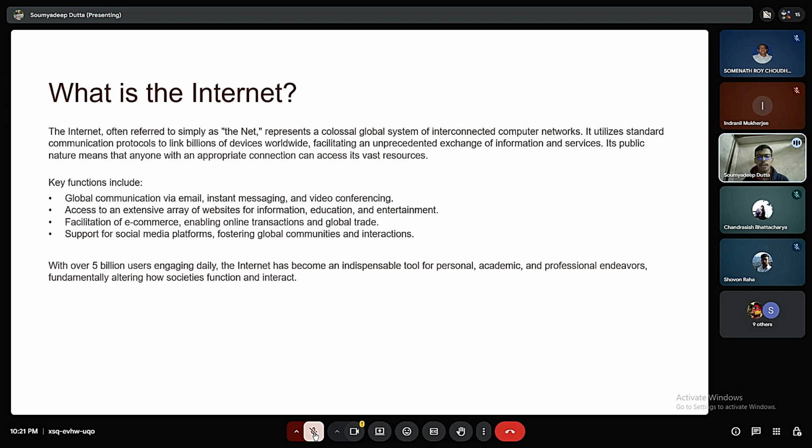Because of its open nature, the internet supports education, online booking, e-commerce, social networking, and global communication. Today, billions of people depend on the internet daily, making it one of the most powerful technologies in modern society.